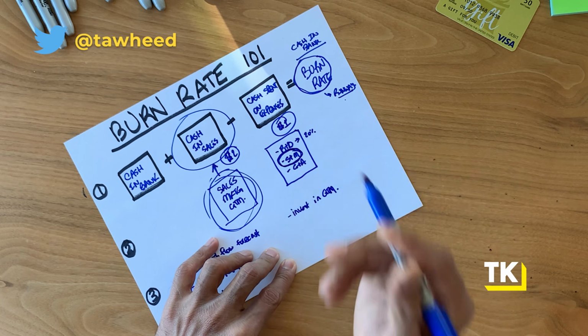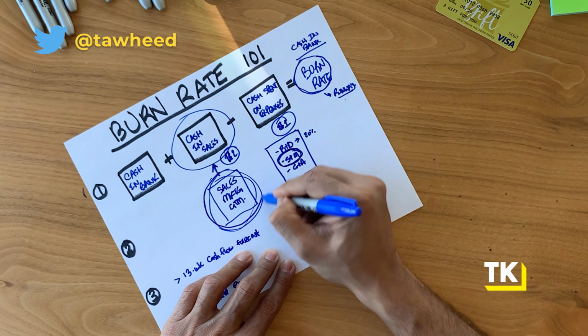SaaS businesses, the really successful ones, are cash printing machines. They just spew cash. You put in $1 and you figure out a way to generate $2 from that. And that's what we're trying to get to. And the critical component to doing that is making sure you're investing in sales and marketing and a go-to-market strategy.